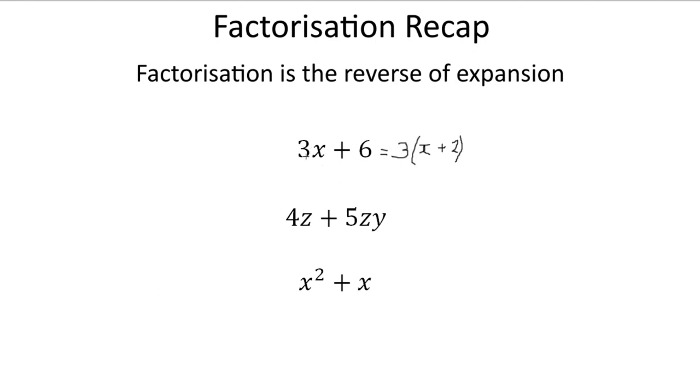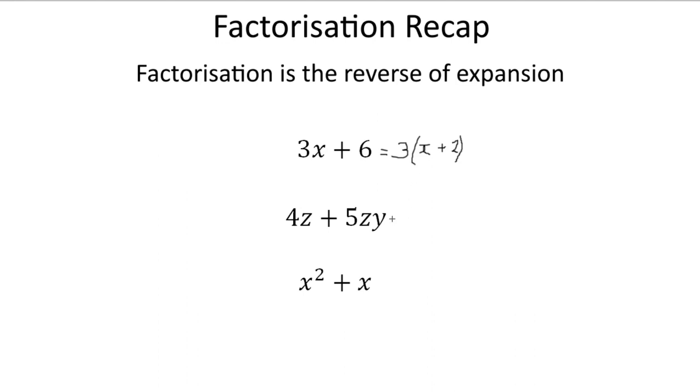So for example, we see 3 is a common term here, so we put 3 out, so then we did 3x divided by 3, which gives us just x on its own. And then we have 6 divided by 3, which gives us 2 on its own, and then that's what goes in the bracket. So that's the process of linear factorization. So it's pretty much as simple as that.